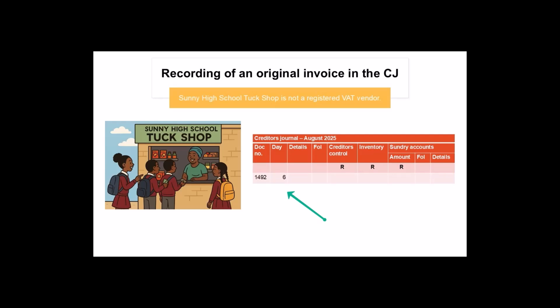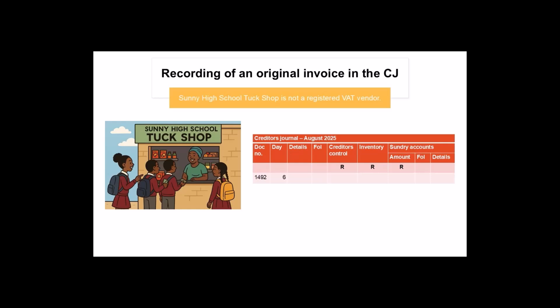You will see that we don't write the month there because the month is already included in the title of this journal. It says Creditors Journal, August 2025. Therefore, we only have a day column to indicate the day on which the transaction took place.